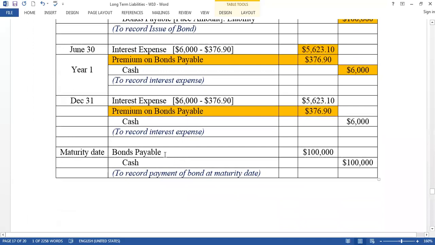Now the maturity date came, and at the maturity date, you pay the face amount. You pay the face amount, so your liability is closed. Your liability face amount is $100,000 and you pay cash $100,000, so your liability is closed.